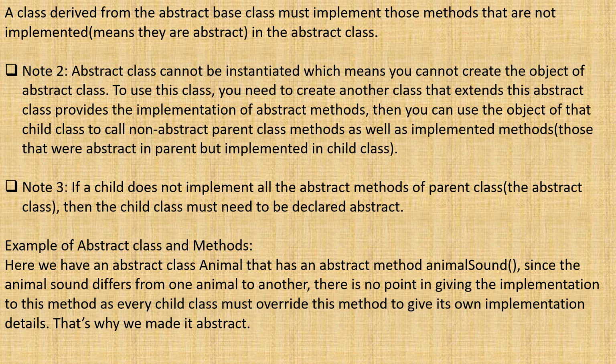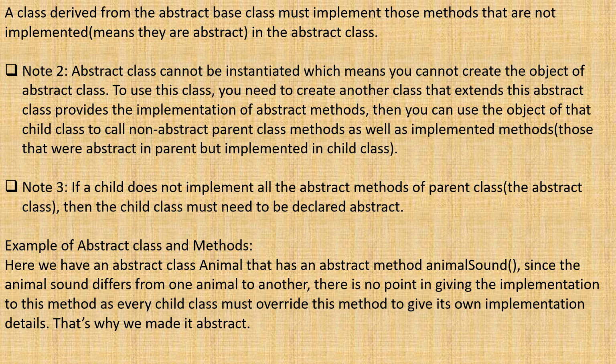Note 2. An abstract class cannot be instantiated, which means you can't create an object of an abstract class. To use this class, you need to create another class that extends this abstract class and provides the implementation of the abstract methods. Then you can use the object of the child class to call non-abstract parent class methods as well as implemented methods, those that were abstract in the parent but implemented in the child class. Note 3. If a child does not implement all the abstract methods of the parent abstract class, the child class must be declared abstract.